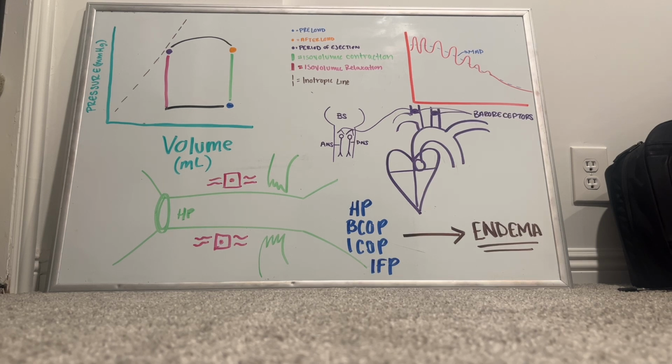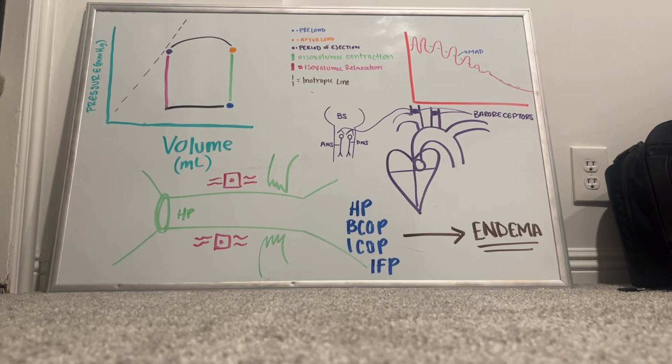Assuming inotropy and afterload remain constant, an increase in the amount of blood returning to the heart leads to a greater end-diastolic volume, thus increasing preload. This increase in preload results in a substantial increase in stroke volume and ejection fraction.